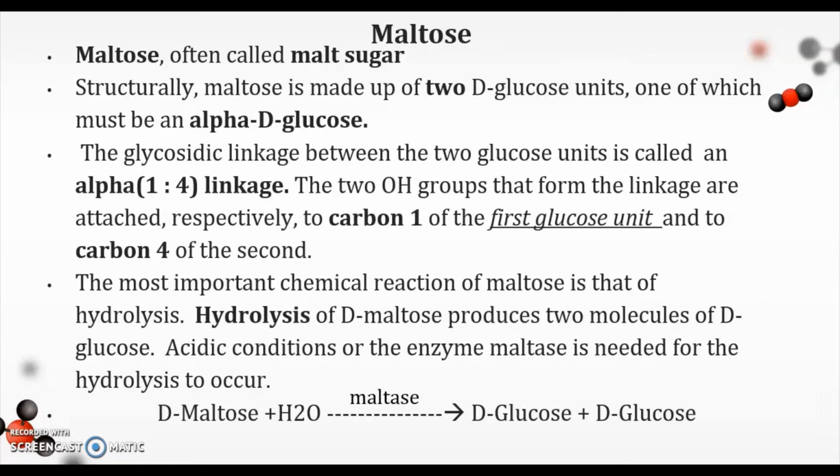The most important chemical reaction of maltose is that of hydrolysis. Hydrolysis of D-maltose, whether in the laboratory flask or in a living organism, produces two molecules of D-glucose. Acidic conditions or the enzyme maltase is needed for the hydrolysis to occur.